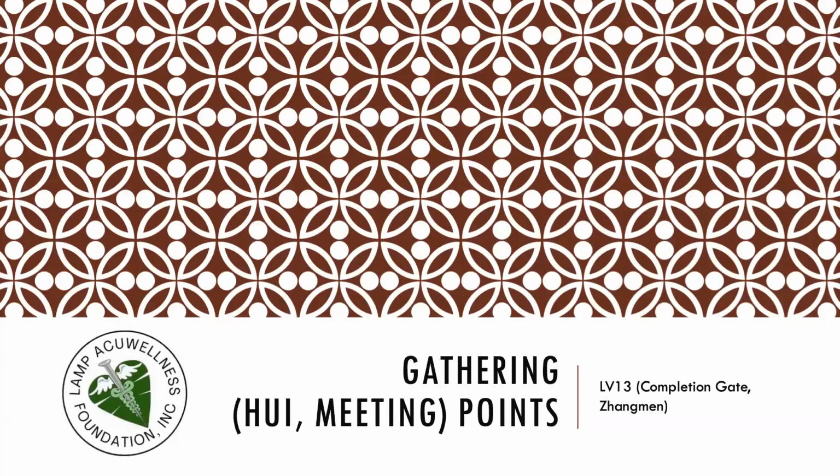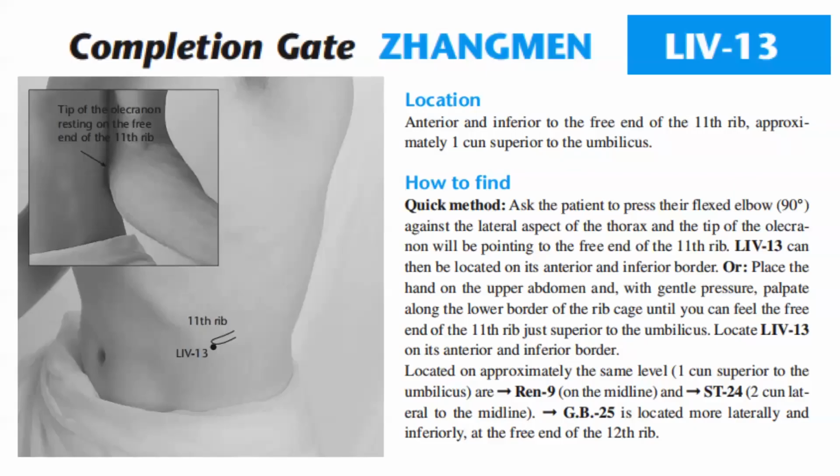Okay, we go to the gathering points. The meeting for 13, Zhangmen. The location is anterior and inferior to the free end of the 11th rib, approximately 1 cun superior to the umbilicus.